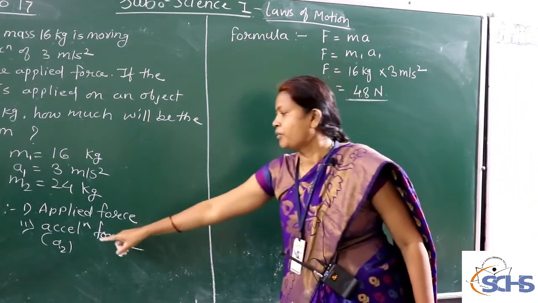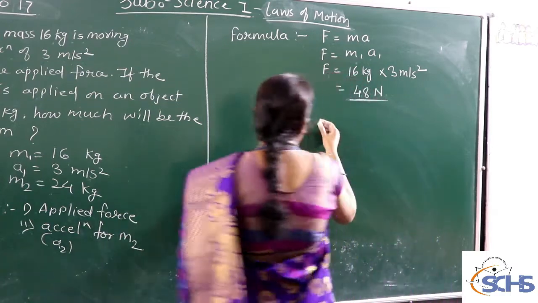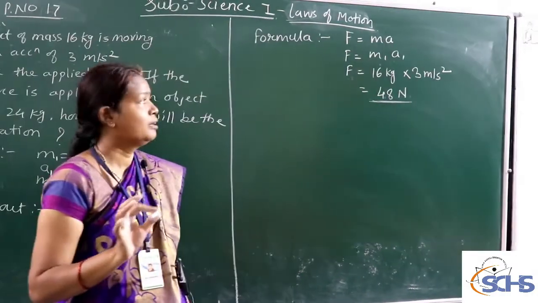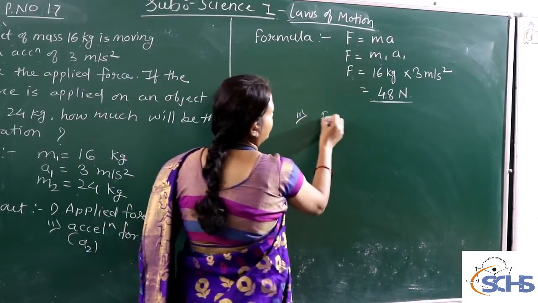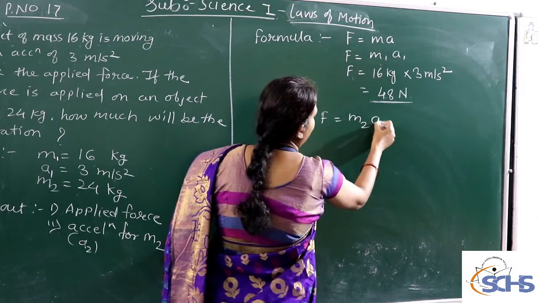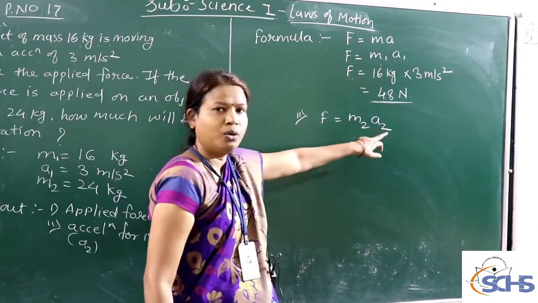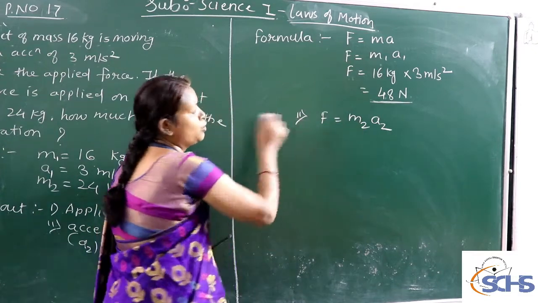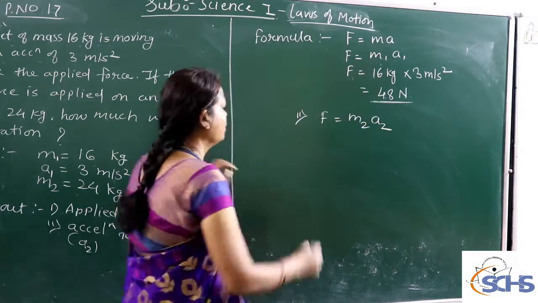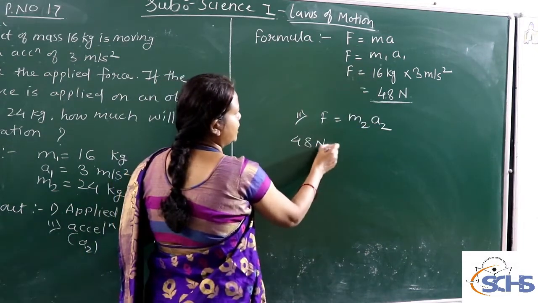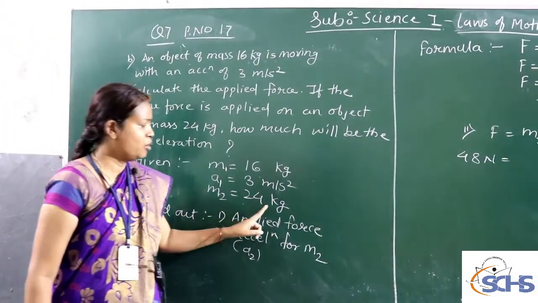Second question, acceleration for m2. Again we have to apply the same formula, not any other formula. So for the second case it becomes F is equal to m2 a2. Here we know F, we just got the value of F, that is 48 Newton. So 48 is equal to m2, which is 24 kg.